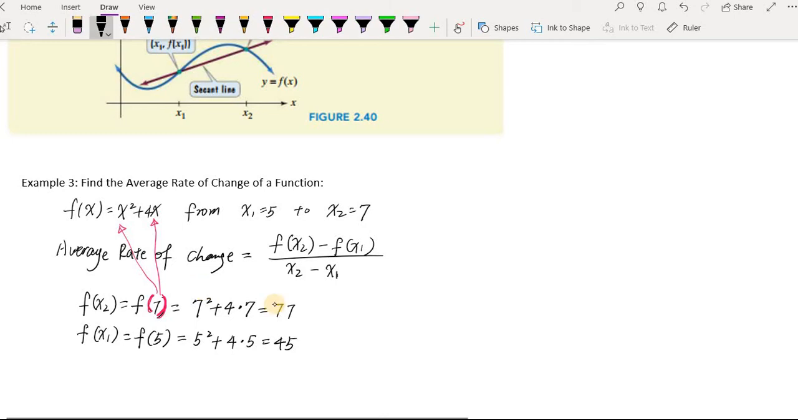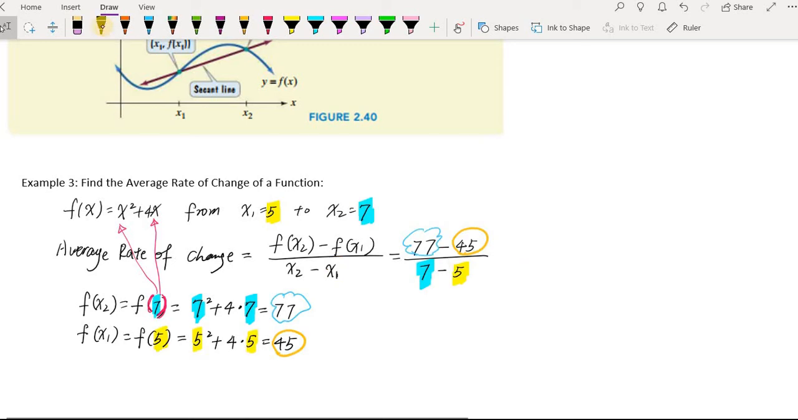So now we just have to plug it in. We found f of x2 was 77. Okay, I'm going to subtract f of x1, which is just going to be 45. And then over x2, again, that's 7, and then minus x1, which is 5.